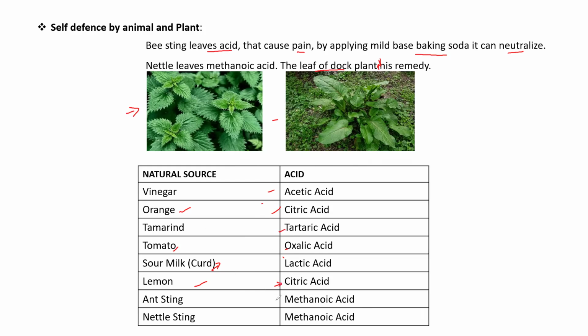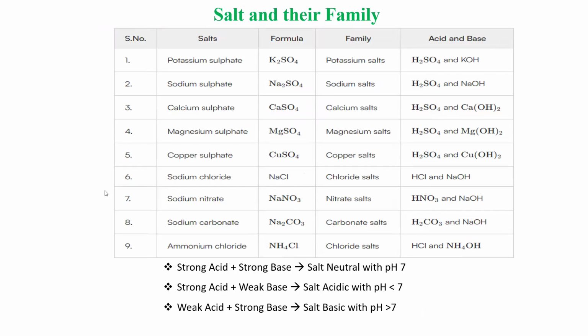Ant sting, when an ant bites, it generates methanoic acid, and a nettle sting also produces methanoic acid. So these are the things available in nature which have different acids, and we also need to remember them for the objective questions.